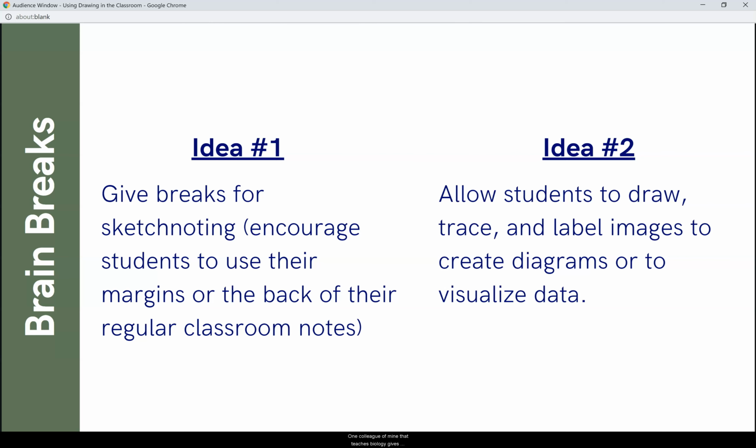Another brain break idea is giving students an opportunity to visualize data or diagram content that they're learning in class. One colleague of mine that teaches biology gives students the opportunity to trace and label anatomy using classroom iPads checked out from the library. They download pictures and then they trace them in Keynote, and students then can label the images that they've created to create the diagrams.